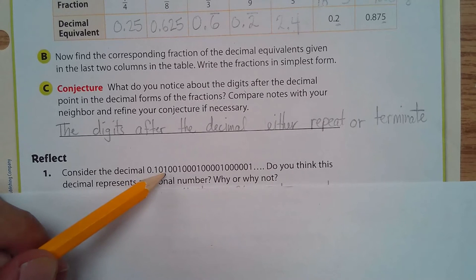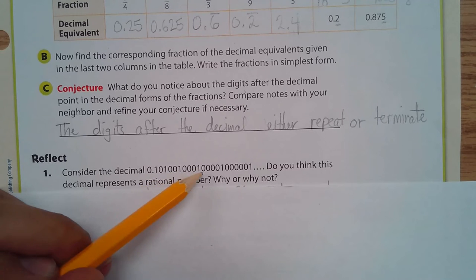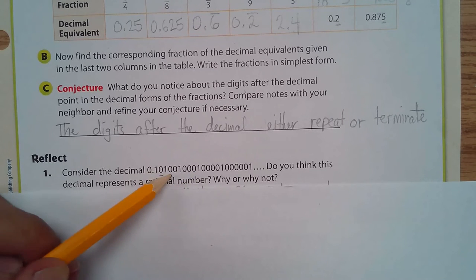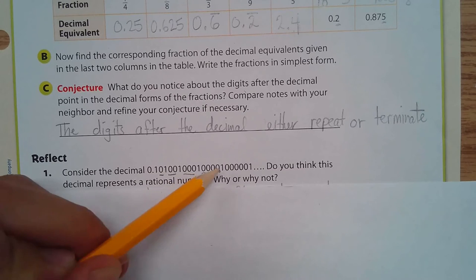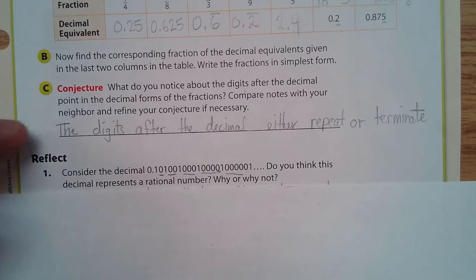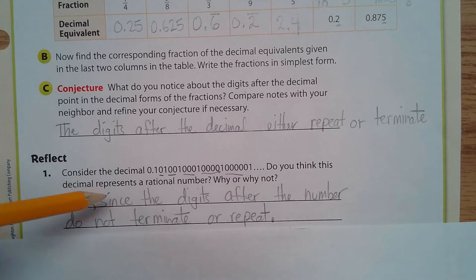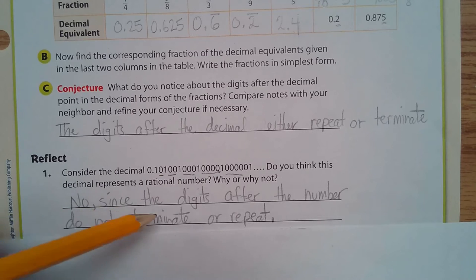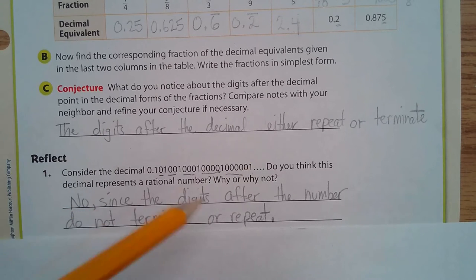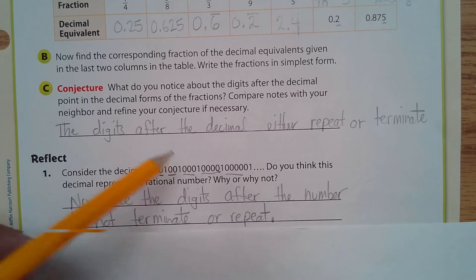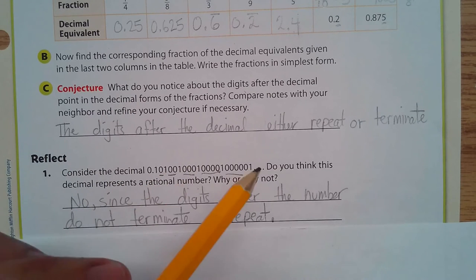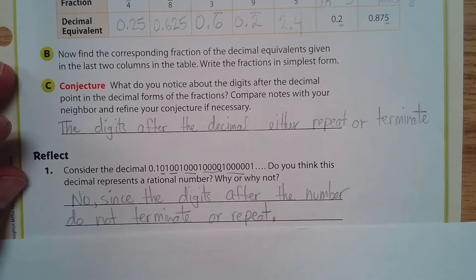Okay, let's consider this. There's a pattern happening here. 0.101001000100001. Okay, whoa, look at that. There's 10, there's 20, there's 30, there's 40, there's 50. Okay, is this rational? Well, no, since the digits after the decimal point do not terminate or repeat. So it doesn't come to an end, and there's a pattern here, but it's not a repeating pattern. It doesn't have 101010 or 1001001001 and so on.